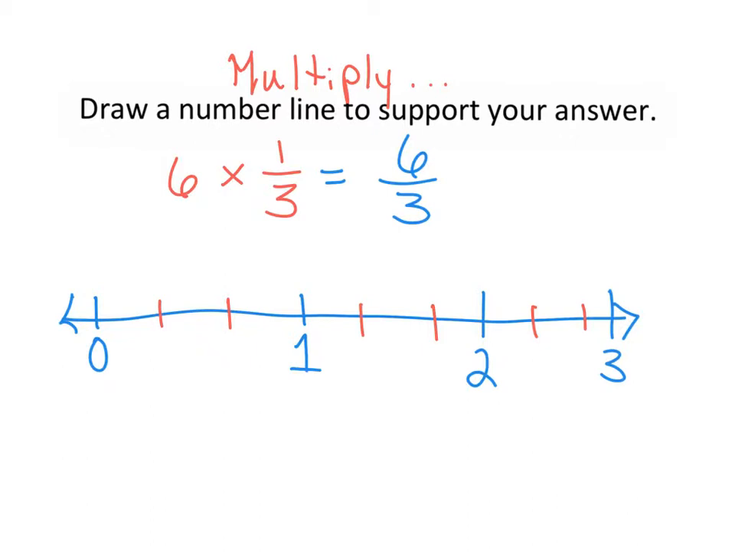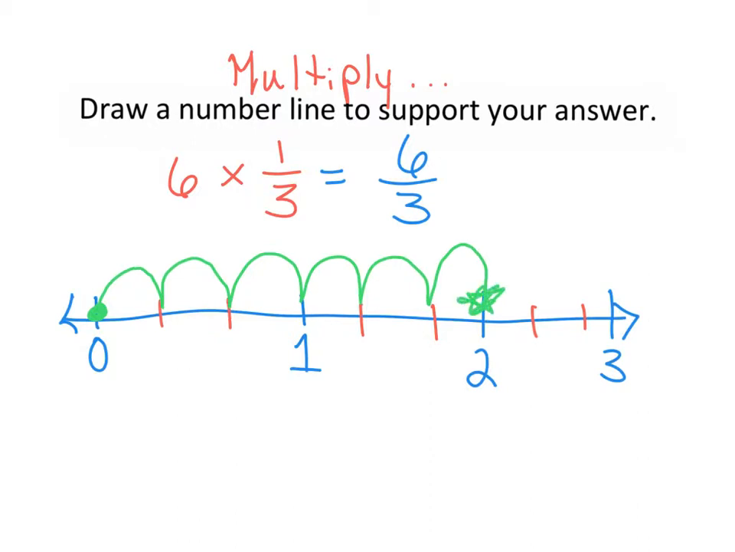And I want to show how we're moving up on this number line. Okay, so let's start. I'm going to start at 0, and let's move it up. We've got 1/3, 2/3, 3/3, 4/3, 5/3, 6/3. Stop.